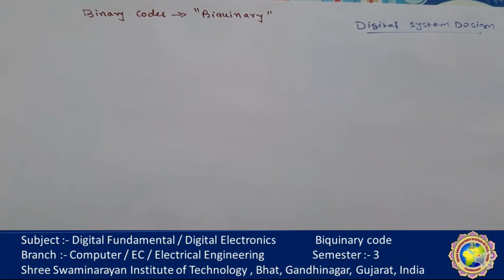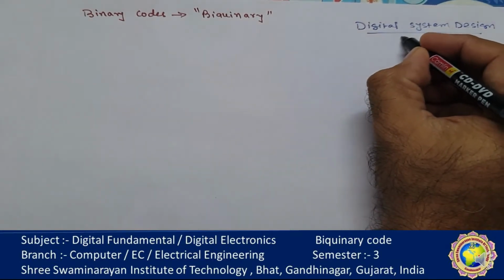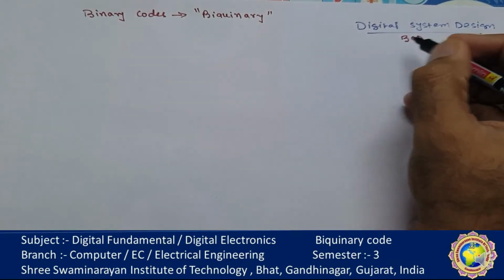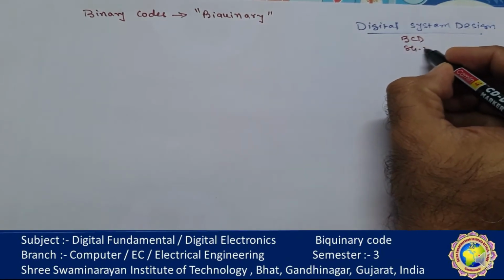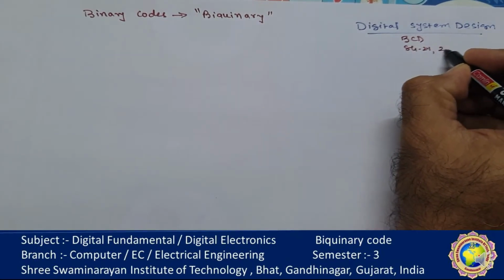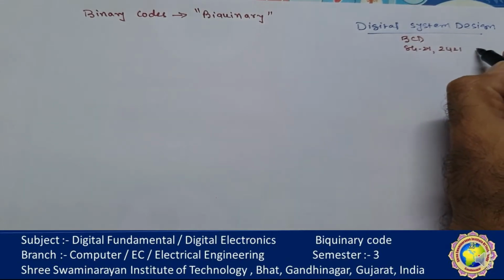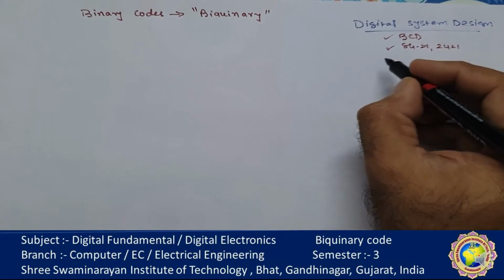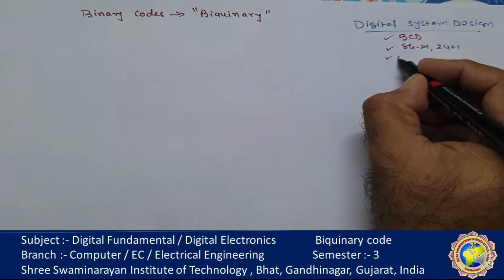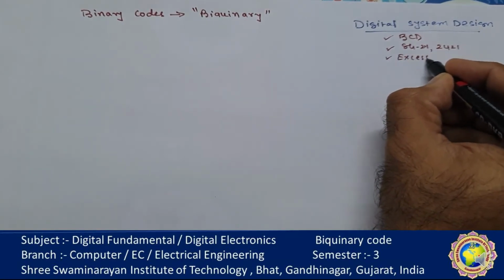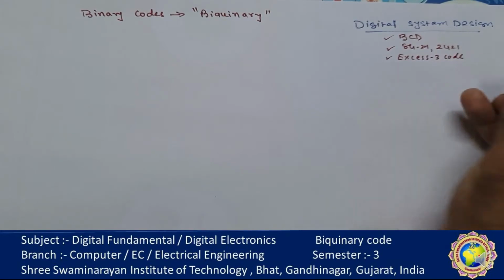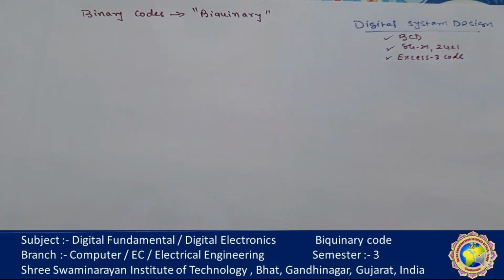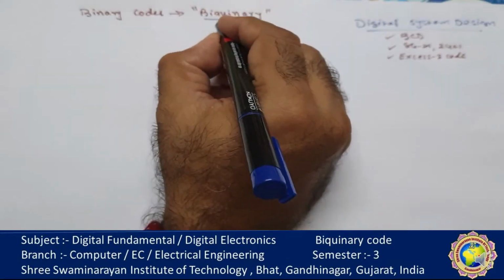Welcome students. In binary code, we already discussed some systems such as BCD, 8-4-2-1, 8-4-minus-2-minus-1 and 2421. It is a self-complementary code. And in the last topic, we discussed the XS3 code. Every system has its own advantages and disadvantages, which we already discussed. Today we will discuss the binary code.